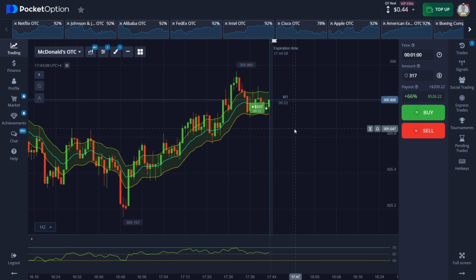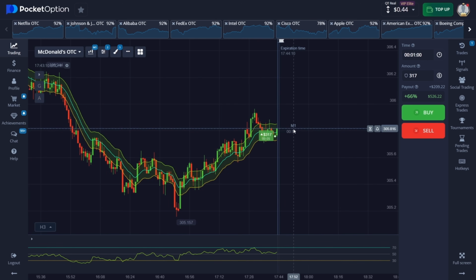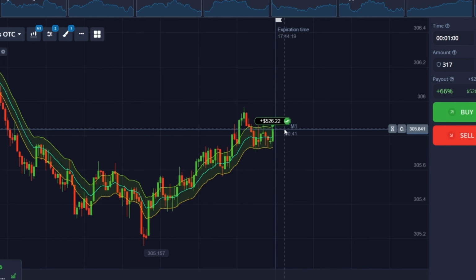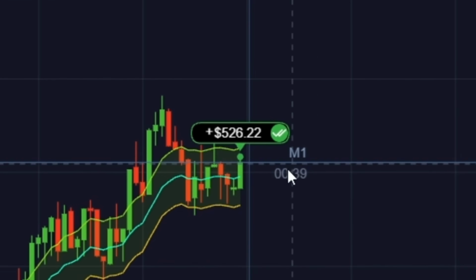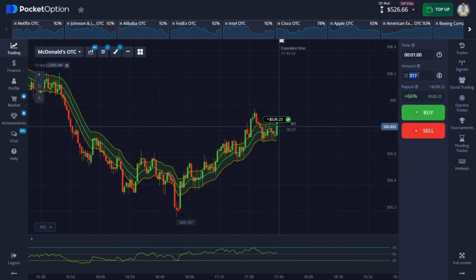The trade is currently going in our favor with only 10 seconds left. And we won this trade as well. My balance is now $526. Let's find a trade for $526 using the envelope levels and RSI.